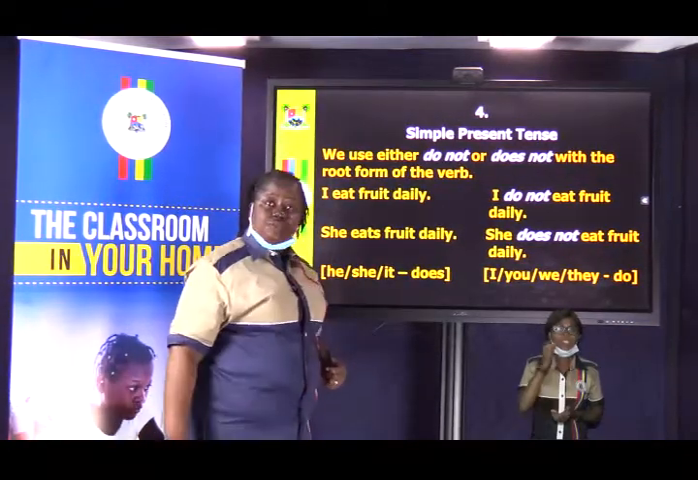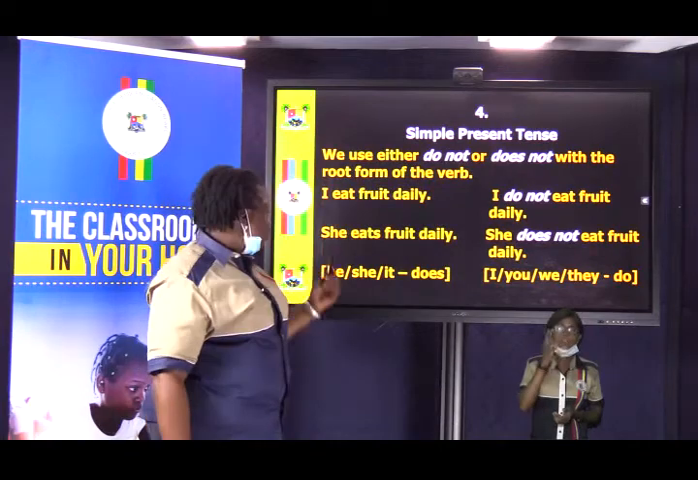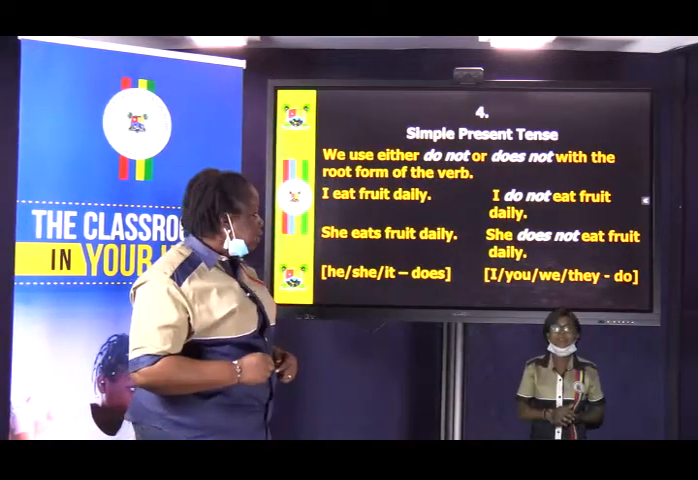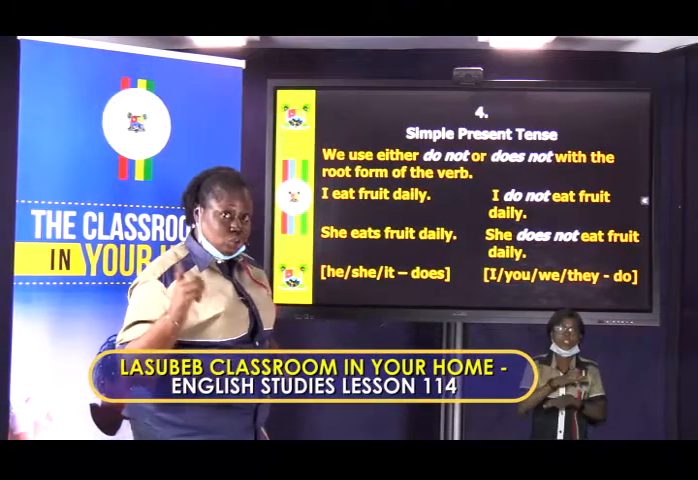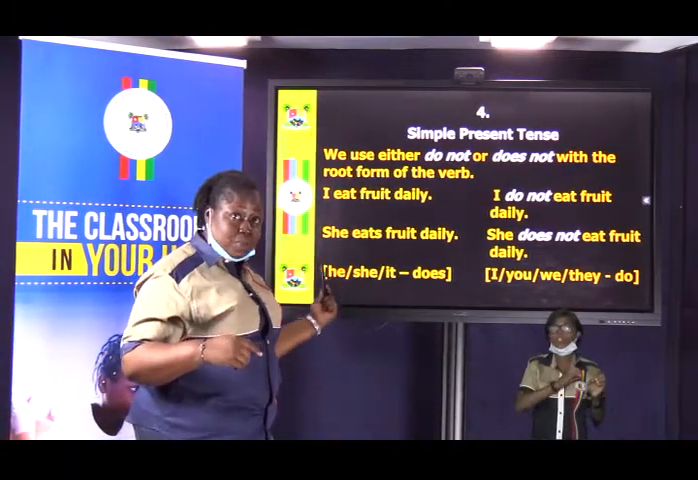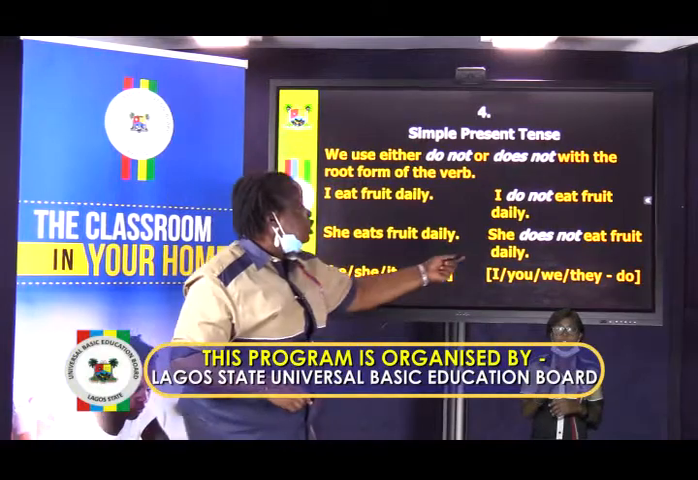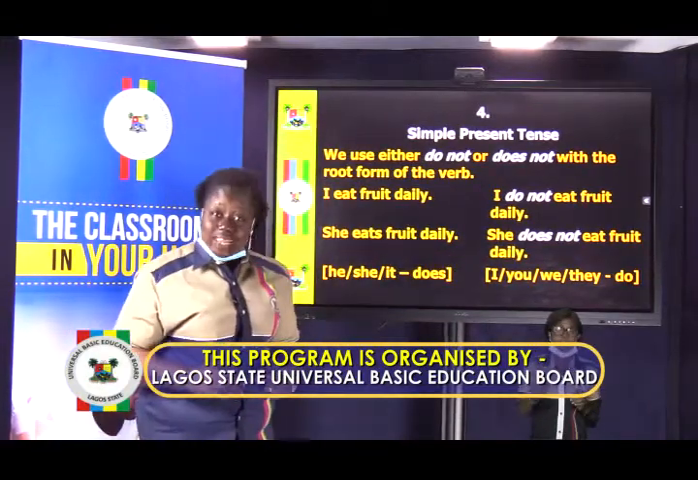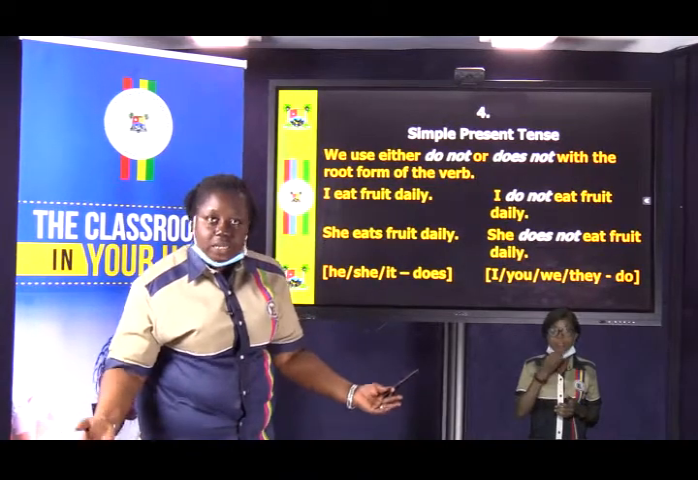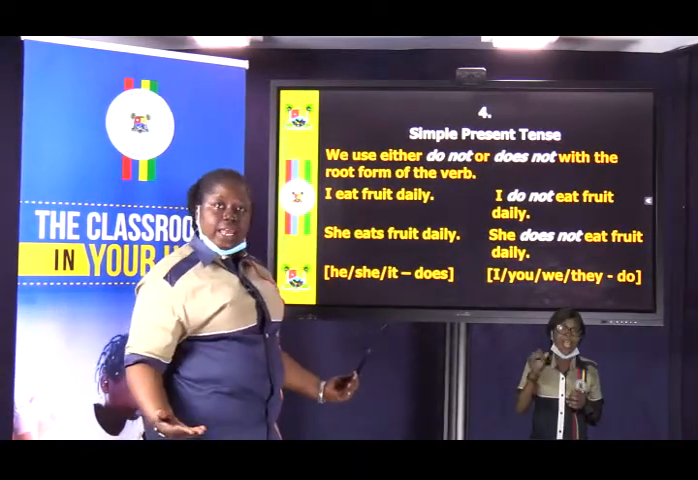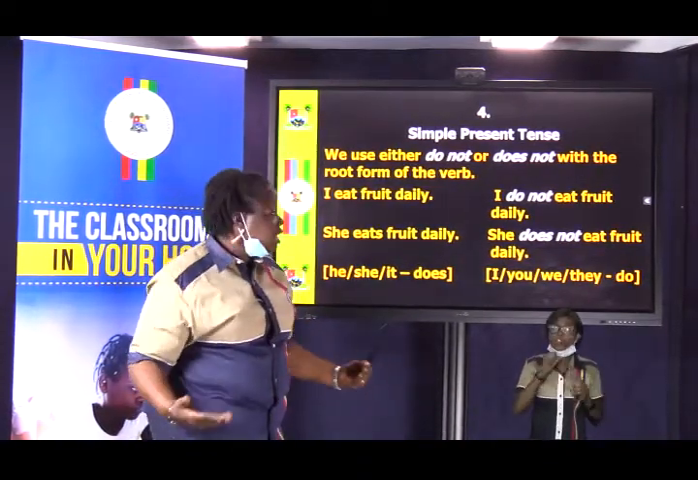She eats fruit daily becomes she does not. You cannot say she do not because you're talking about the third person singular now. So she does not eat fruit daily. I eat fruit daily, I do not eat fruit daily. She eats fruit daily, she does not eat fruit daily.